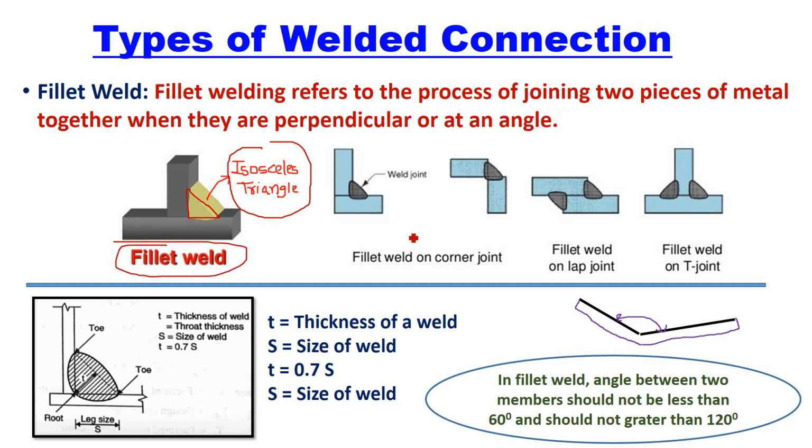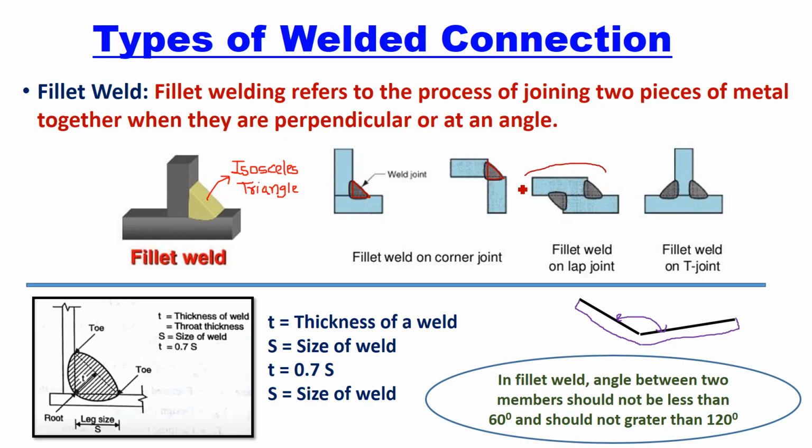There are a few other types of fillet weld. You can see here, fillet weld on corner joints. So this is one corner joint or this is another. Here welding is done at the bottom, here welding is done at the top of the corner. So this vertical member is connected with the horizontal member with this fillet weld, that is a triangle. Here fillet weld is done in a triangular shape like this.